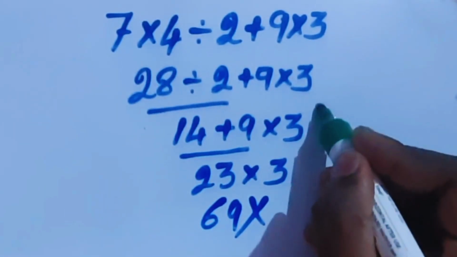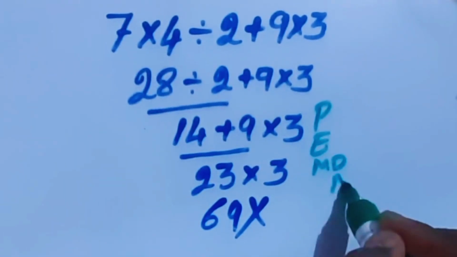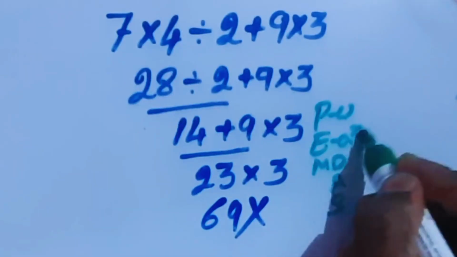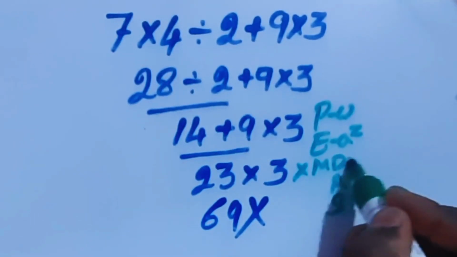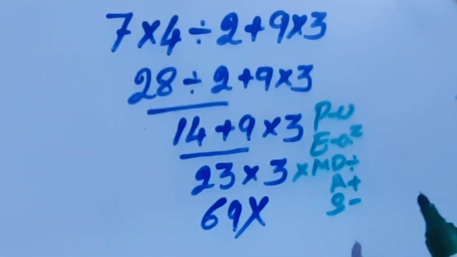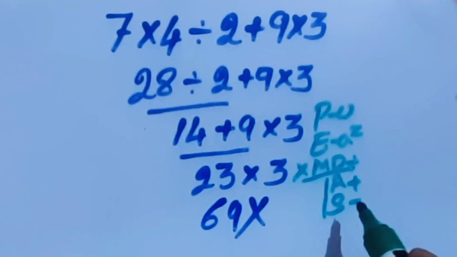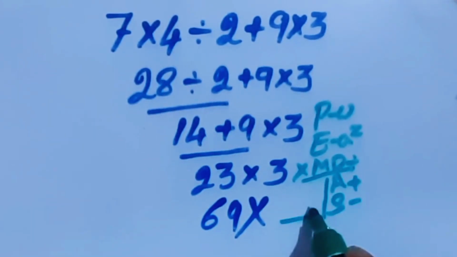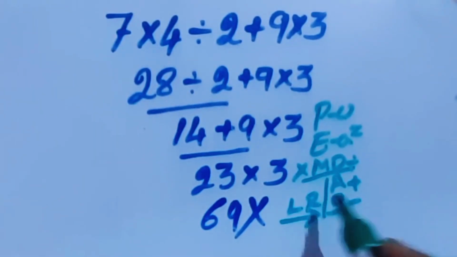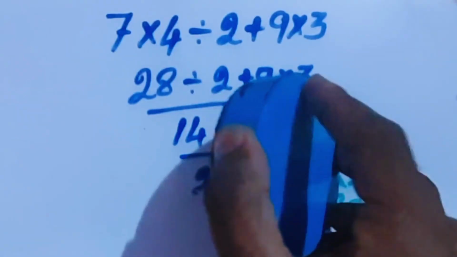Now here we are going to introduce that PEMDAS rule from order of operations. Here P is parentheses (brackets), E is exponent, M stands for multiplication, D stands for division, A stands for addition, S stands for subtraction. Here multiplication and division are equal priority. Also addition and subtraction are equal priority. For equal priority, we are going to introduce another rule called left to right. Now we are going to solve this problem in the correct way by using this order of operations PEMDAS.